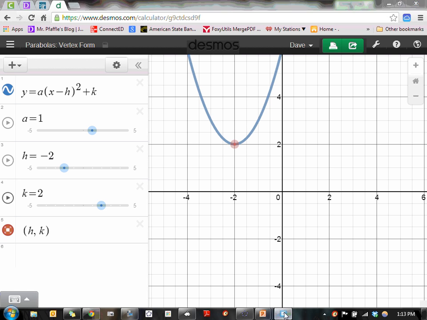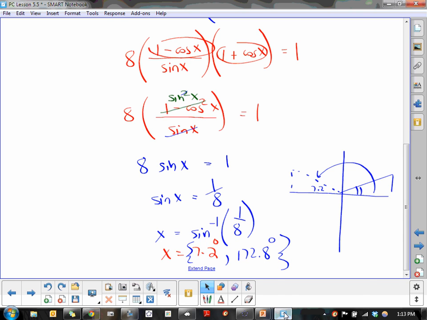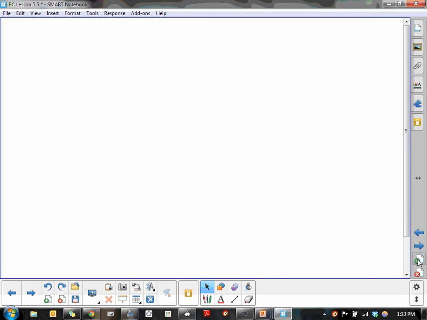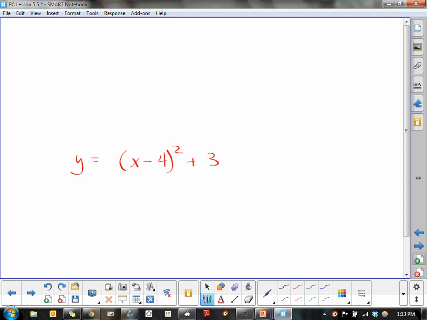So here's what I want you to be able to do. We'll get rid of that. We'll insert a new one. Where do you think the vertex is going to be if I gave you X minus 4 squared plus 3? Positive 4, 3. Is this graph smiling or frowning? Smiling, because this is positive. So is this point an absolute maximum or an absolute minimum? That's going to be an absolute minimum.